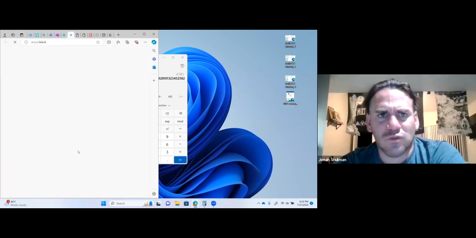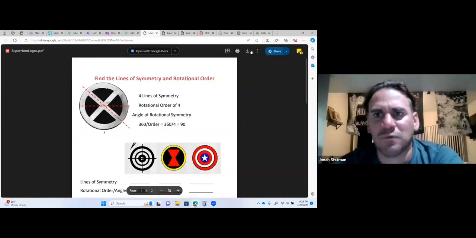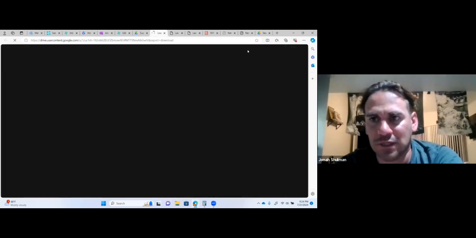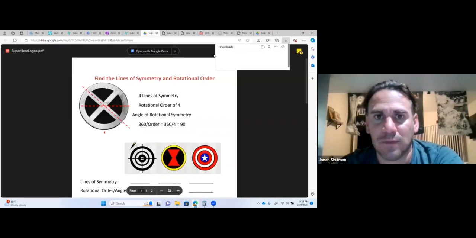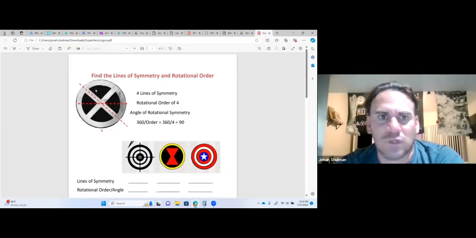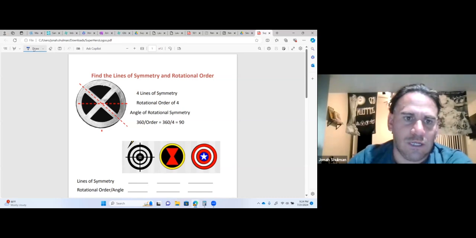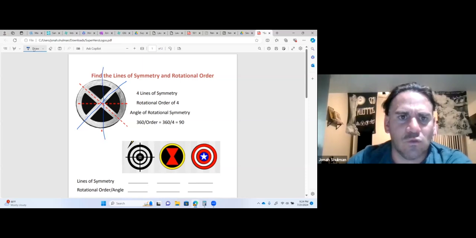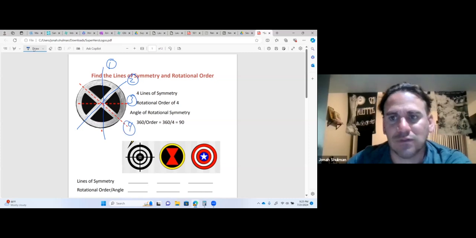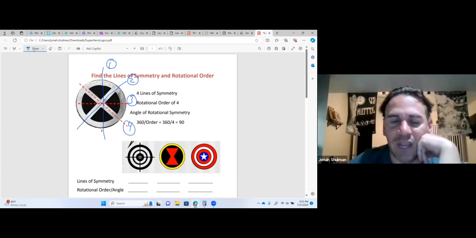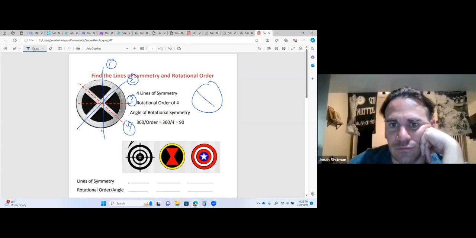Let's start with some cool superhero logos. I've made this before, and I think it's a really good way to help students understand reflections, rotations, and lines of symmetry. I can draw on it. If it's a line of reflection, all it has to do is match when we cut the shape. So for the X-Men logo, there are 4 ways I can cut this and fold it where it matches. And the rotational order for this logo means how many times I can spin it and it looks the same.